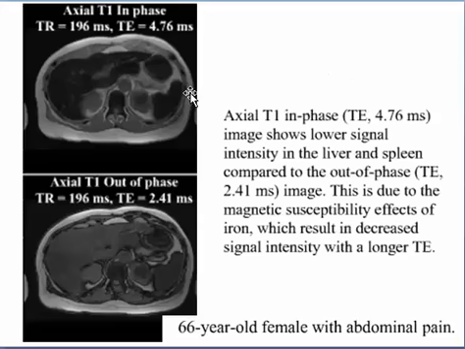Axial T1 in phase and axial T1 out of phase. Here we have the lower signal intensity of the liver and spleen compared to the out of phase here due to iron deposition. So remember that iron makes marked hypodensity of the liver in T1 weighted images, compared to the T1 out of phase image.